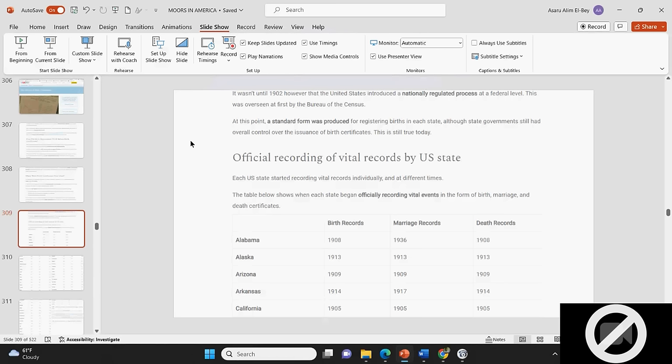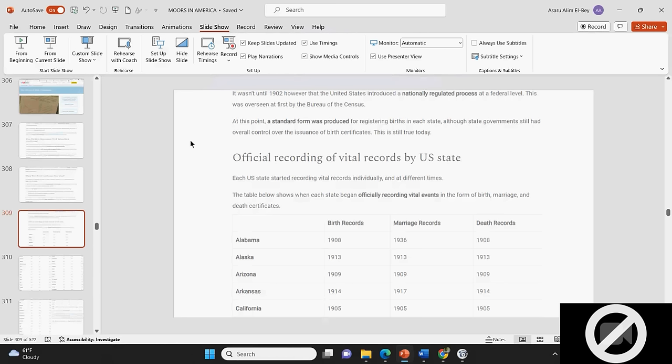Official recordings of vital records by United States. Each state started recording vital records individually and at different times. The table below shows when each state began officially recording vital events in the form of birth, marriage, and death certificates. So here, I'm going to deal mostly with the birth certificate, okay?